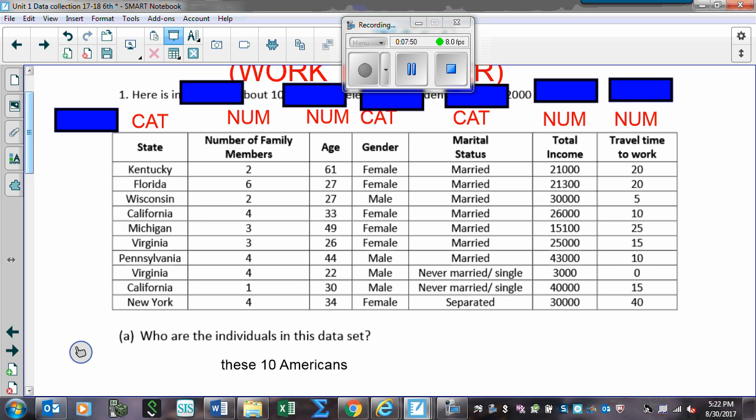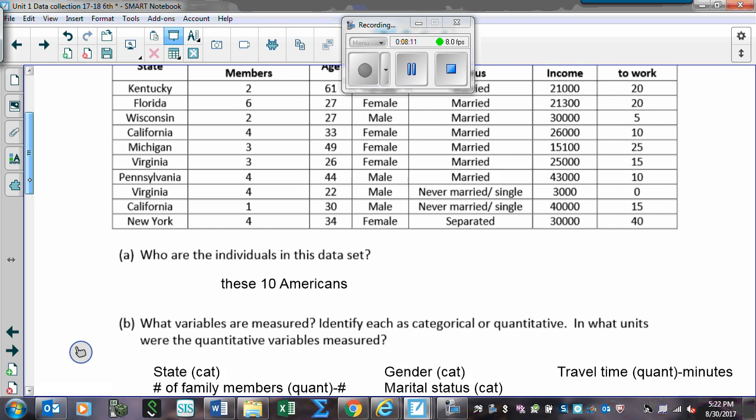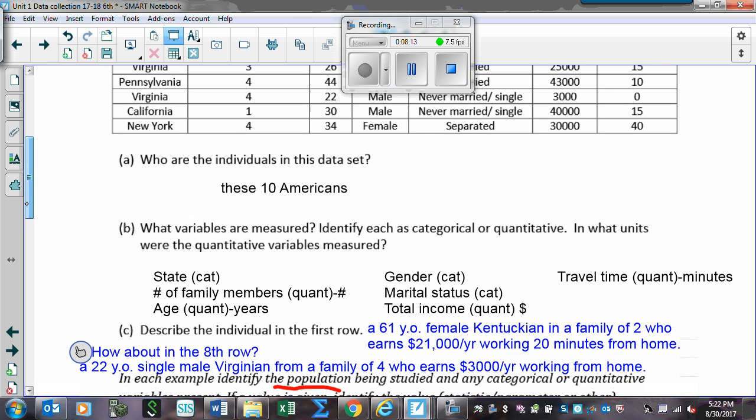Okay, and so here's one about not being sloppy. It doesn't have the units in travel time to work, or total income, or technically in age, although we assume that's years, and for number of family members, we don't need units there. But you would want to see units reflected in that. Okay, so there's our listing.